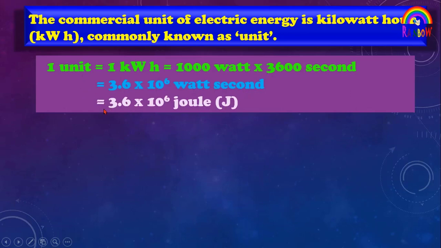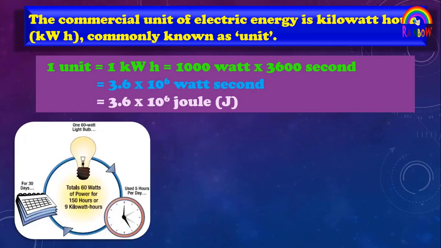So 1 unit is equal to 3.6 into 10 to the power 6 joule. If you want to convert kilowatt hour to joule, then you have to multiply the same by 3.6 into 10 to the power 6 joule.